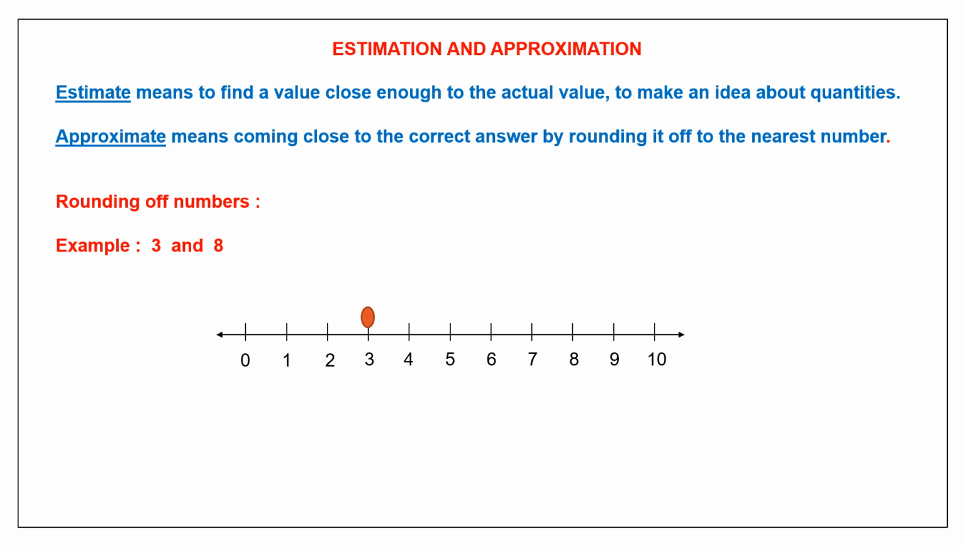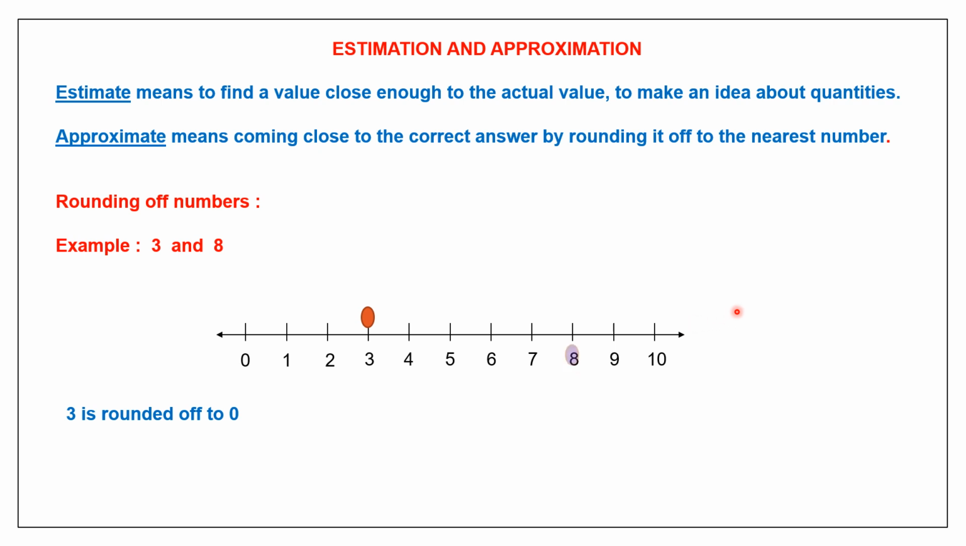Now, if you look carefully, you can see that 3 is closer to 0 than it is to 10. Can you see 10 is far away from 3, whereas 0 is closer to 3. So, if I have to round it off, I will round off 3 to 0. Okay, so 3 is rounded off to 0 because it's closer to 0 than it is to 10.